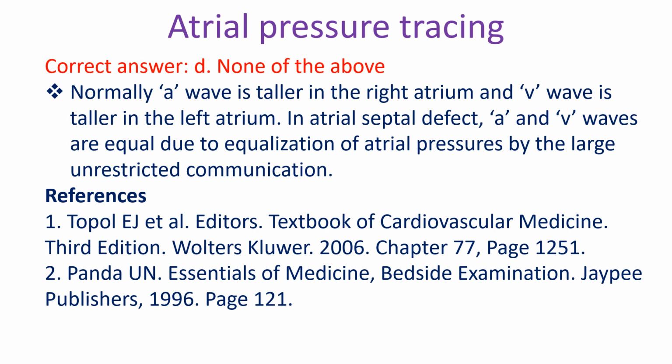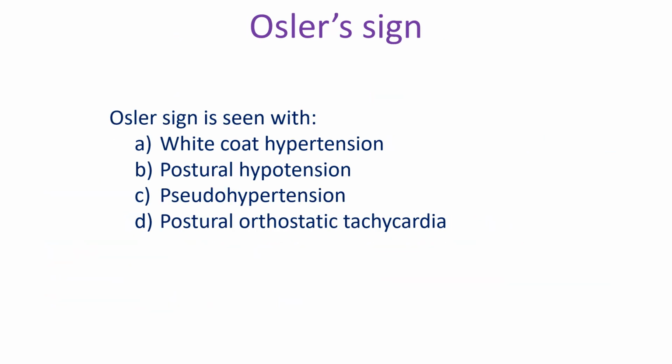Normally, A wave is taller in the right atrium and V wave is taller in the left atrium. In atrial septal defect, A and V waves are equal due to equalization of atrial pressures by the large unrestricted communication.